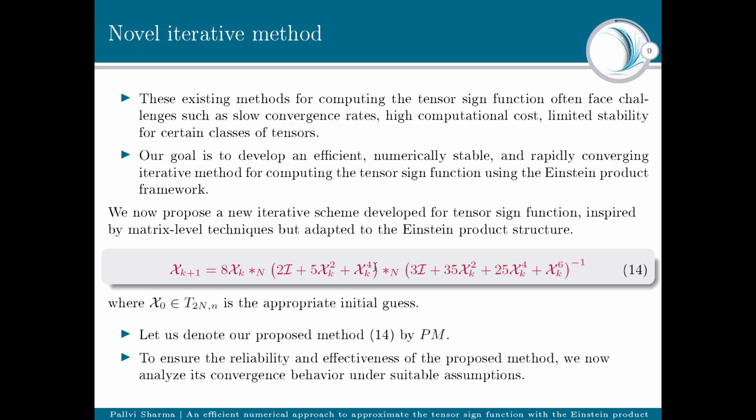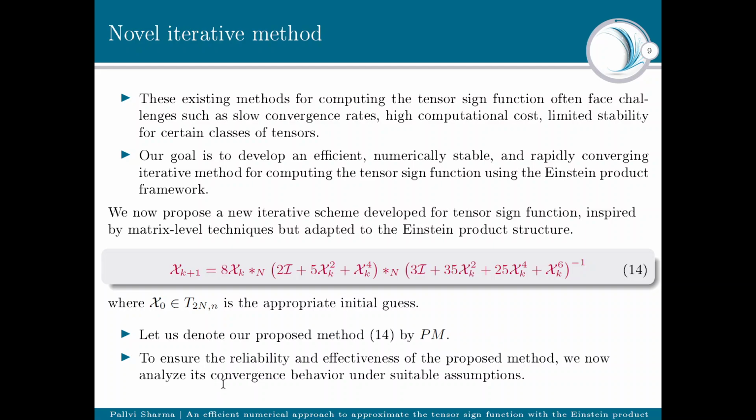So our goal is clear: we will develop an efficient, numerically stable and rapidly converging iterative method for computing the tensor sign function. Here we propose our method given in equation number 14, where the initial guess will be discussed later, and we denote this method by PM.